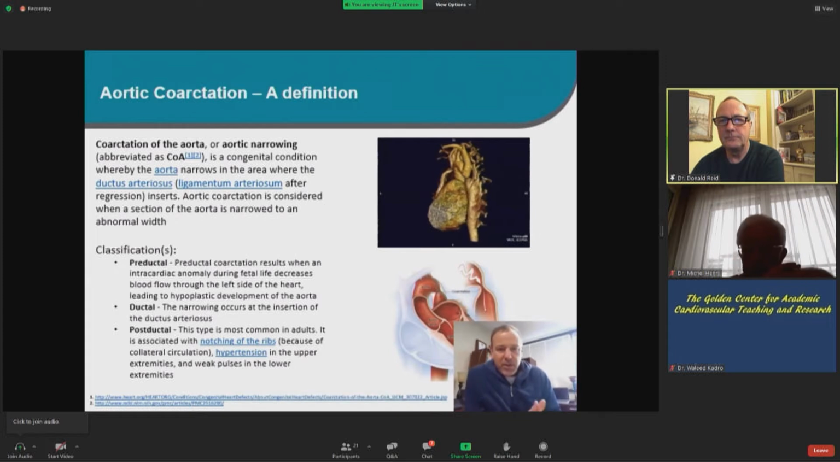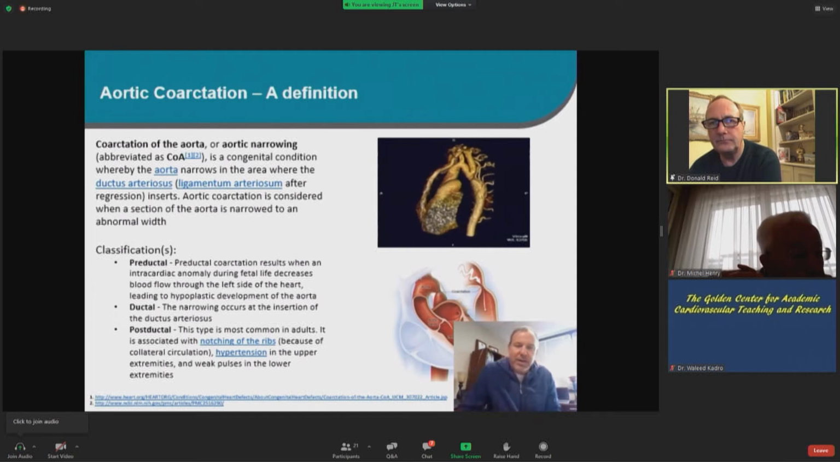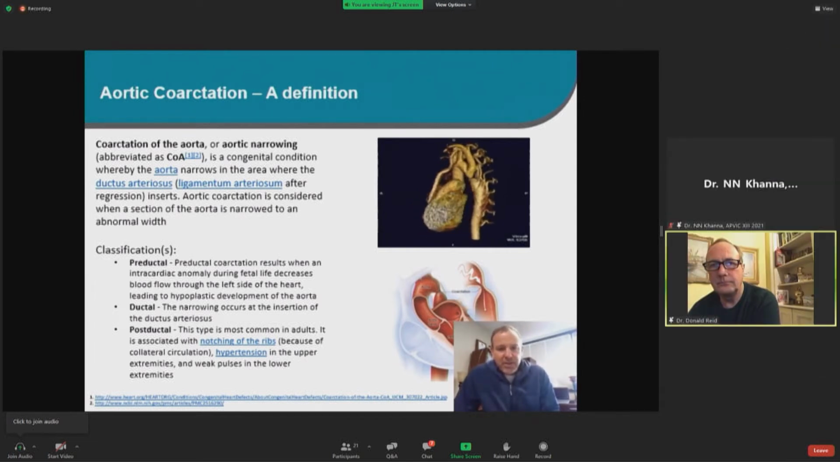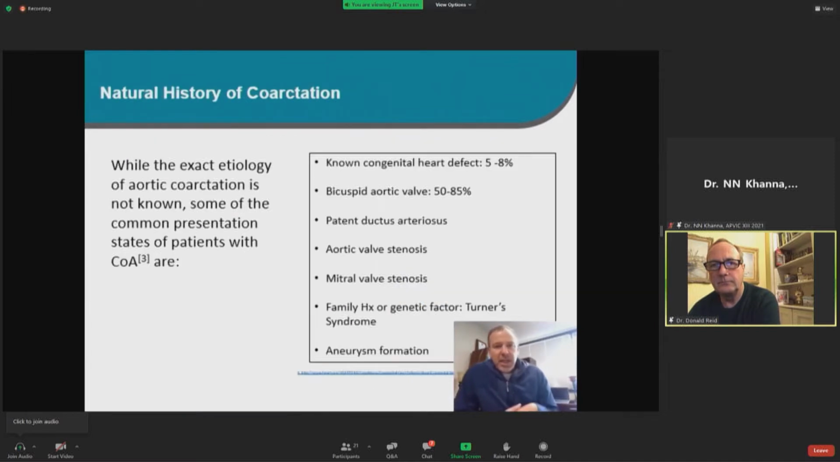Coarctation of the aorta is an aortic narrowing, which is a congenital condition where the aorta narrows in the area where the ductus arteriosus inserts. It's considered a section of the aorta narrowed to abnormal width. There's a couple different types: a preductal, a ductal, as well as a postductal coarctation.